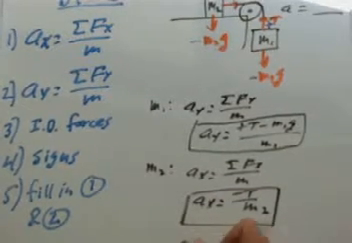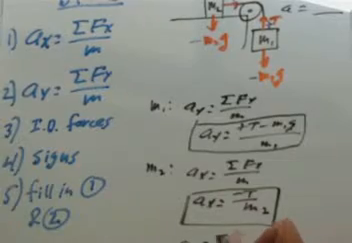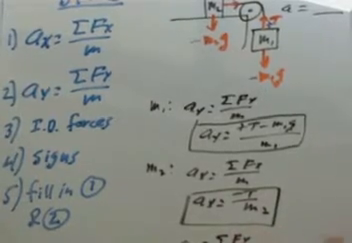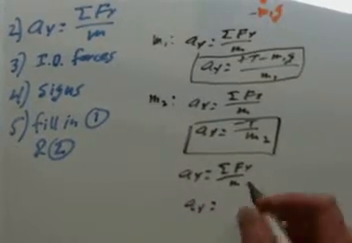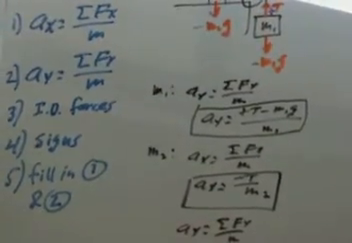There are y forces on M2, that block sitting on the table, so I can use the sum of the y forces divided by m. If I fill in this particular sum, I'll get ay, the sum of the y forces. I see 2 y forces on this block.